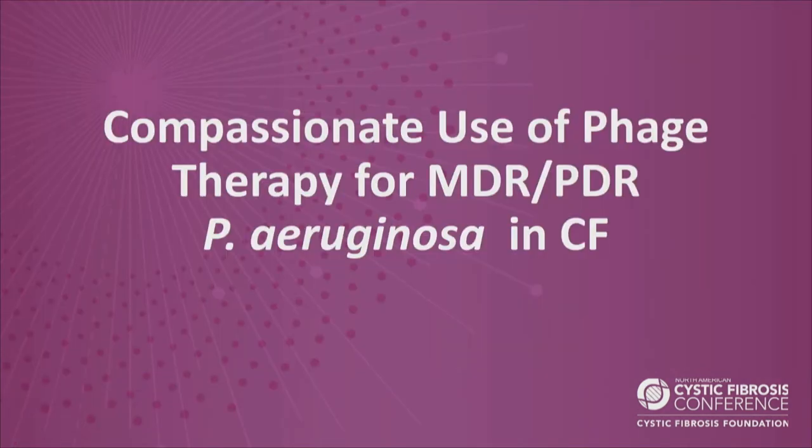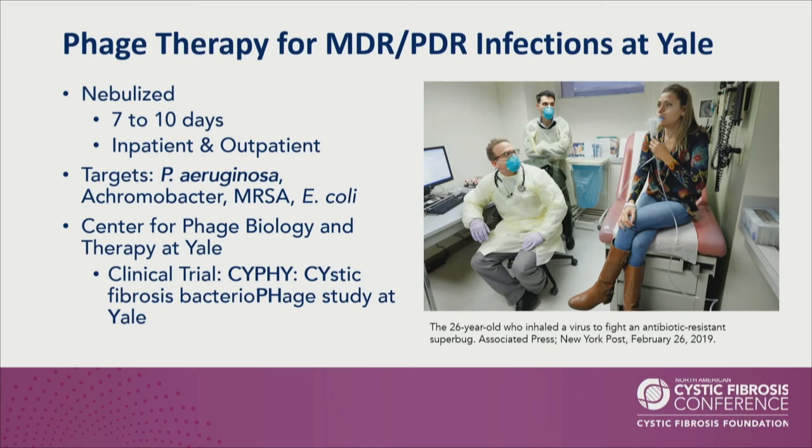So what does compassionate use of phage therapy for MDR and PDR Pseudomonas infections in cystic fibrosis look like? This is one of our patients, who kindly volunteered to do an interview with a local newspaper, and this is her photograph receiving phage therapy in our clinic. Phage therapy at Yale is inhaled therapy. It's provided over a course of 7 to 10 days. It can be done inpatient or outpatient. Yes, we mail these to our patients. It is stable for a while in refrigeration.